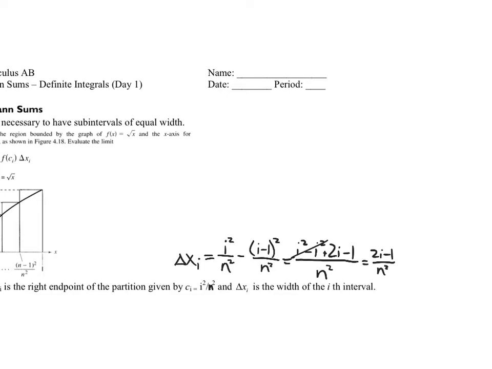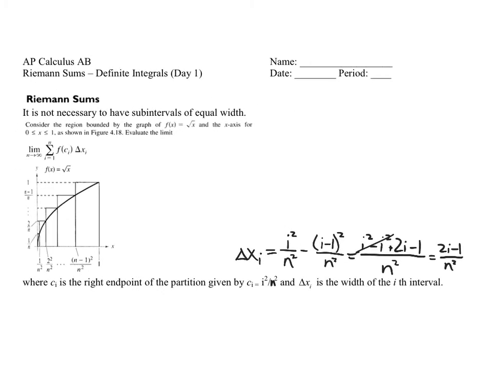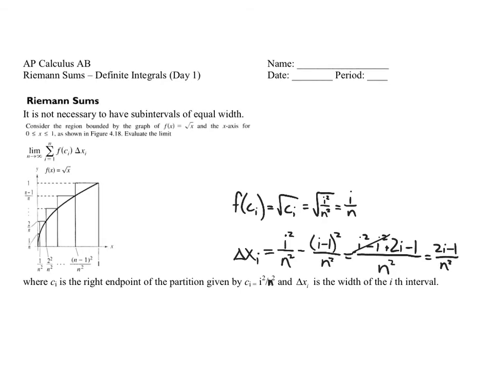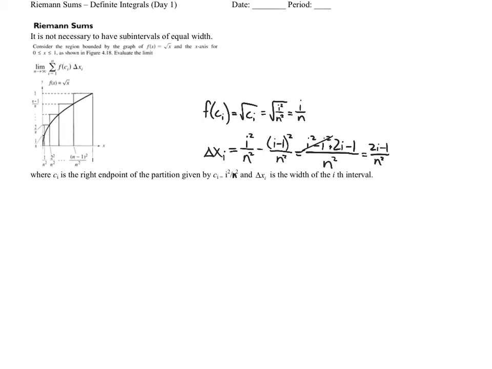Alright, so the other thing that we need for our formula is the f of c sub I. Well, f of x is the square root of x, so f of c sub I is going to be the square root of c sub I, and we already know c sub I is I squared over n squared. So that just comes out to be I over n. And now we have everything that we need to approximate the area using this limit formula.